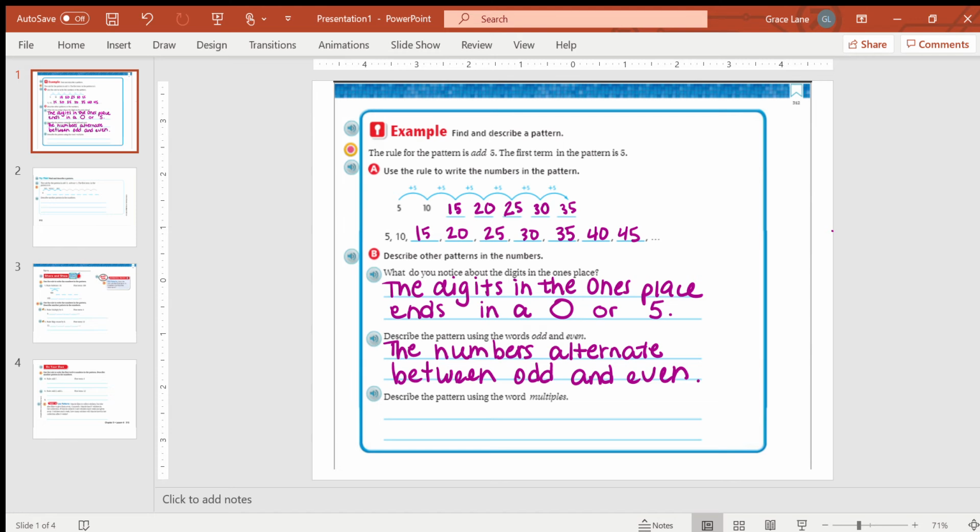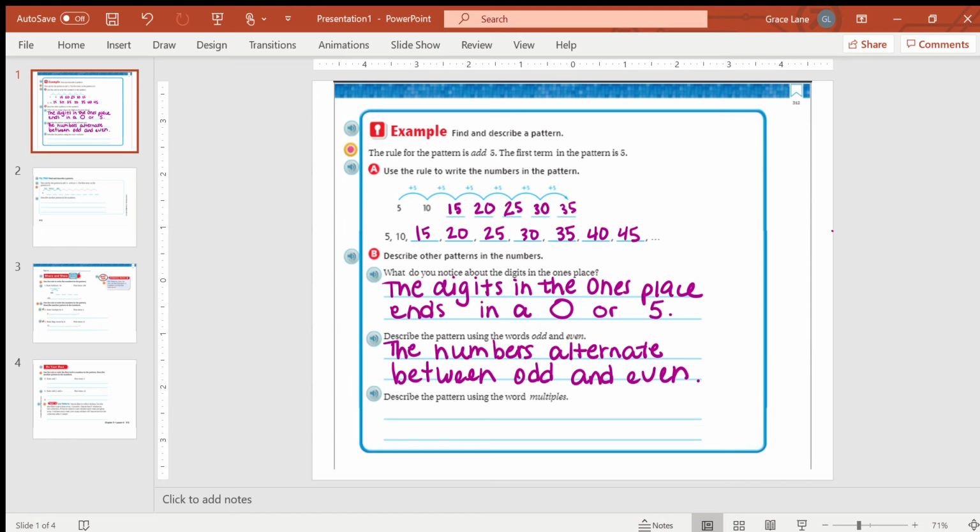So when it asks you to describe another pattern in the numbers, there's not necessarily a wrong answer as long as what you say is true for those numbers. And so it's okay if you have thought of something else to say or your answer doesn't sound exactly like mine, but it's kind of the same message.